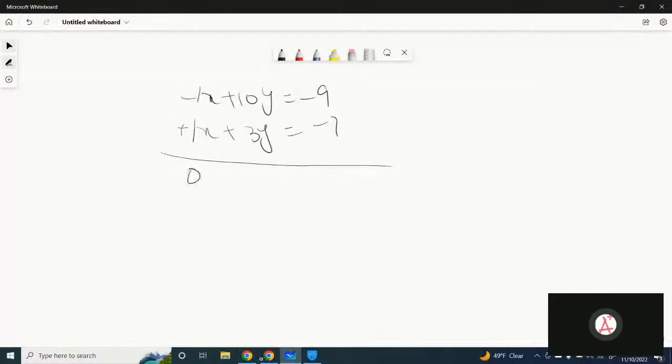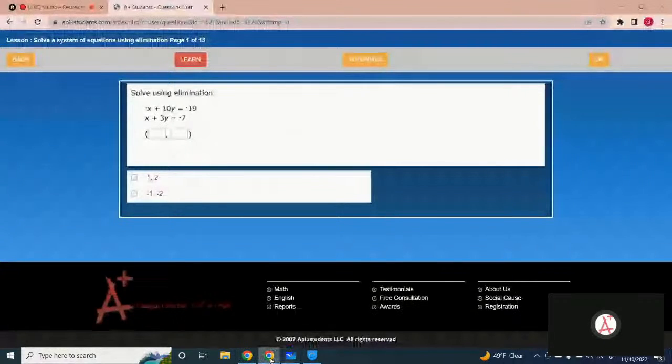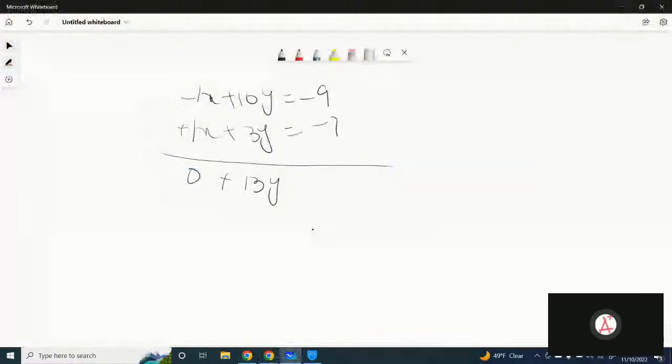1 minus 1 makes 0. And 10 plus 3 makes 13. Let me just check the signs. Positive 10 and positive 3. Yes. Okay. Both of them are negative at this side. Negative 9 and negative 7 is negative 16. Got it? So y equals negative 16 divided by 13. Got it? You can substitute the value of y in any of the equation and you will get the value of x.